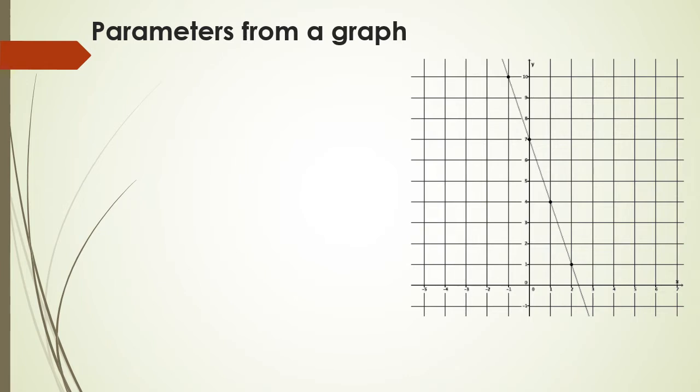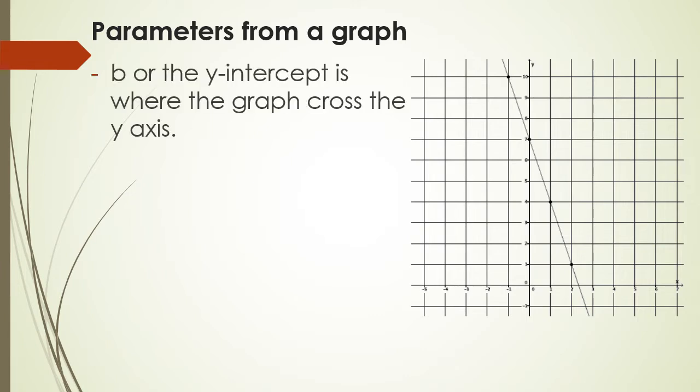Now, let's find out if we can find the parameters looking at a graph of a line. So we said that the parameters are the slope and the y-intercept. So let's start with the b, or the y-intercept, or where the graph crosses the y-axis. So in this case, if we look at this graph, we'll find out that the y-intercept is 7, because at 7, the line crosses the y-axis. So in this case, the y-intercept, or b, equals 7.